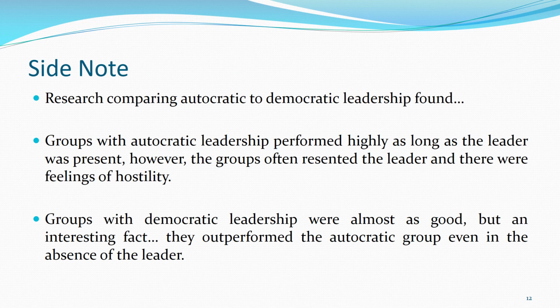So some research suggests that with an autocratic leader, they tend to get more compliance in their presence. So when the leader is present, you get a greater amount of compliance and productivity than in the case of a democratic leader, though the research showed it was not far off in terms of getting the productivity and the compliance. But what was shown is that the democratic leader outperformed the autocratic group even in the absence of the leader.